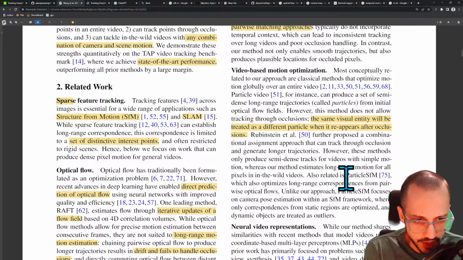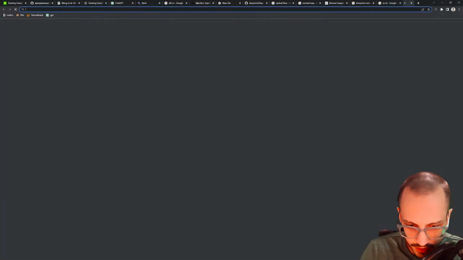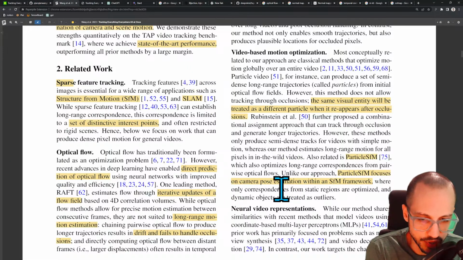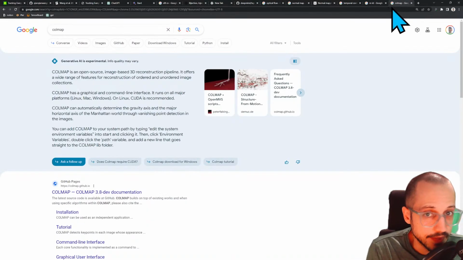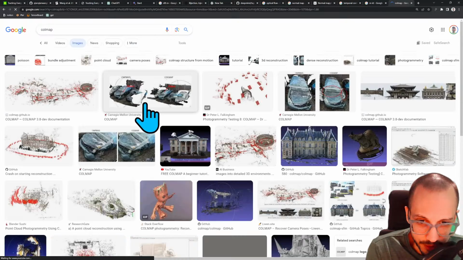Also related is particle SFM, SFM is structure from motion, which also optimizes long-range correspondences from pairwise optical flows. Unlike our approach, particle SFM focuses on camera pose estimation within an SFM framework, where only correspondences from static regions are optimized and dynamic objects are treated as outliers. So, yeah, a lot of the time when people are interested in SFM, what they really want, as they mention here, is the camera pose. The reason they want the camera pose is because they want to be able to reconstruct what's inside the image, right? And in order to do that, you need to know how much the camera is moving from frame to frame.